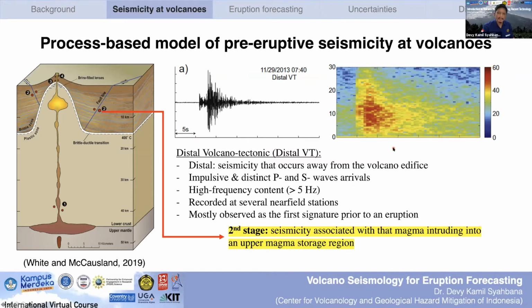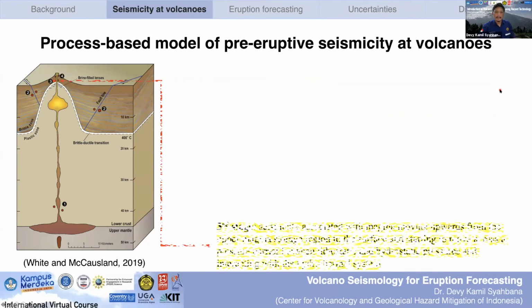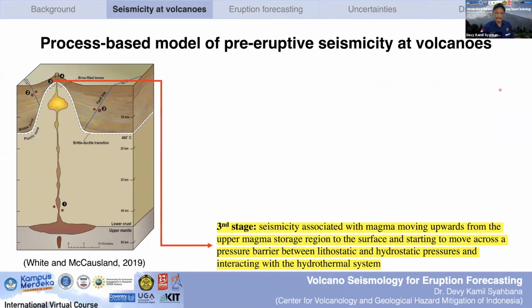So if you have many VTs on dormant volcanoes, then you have to be careful, because this distal VT may inform you that something is happening inside the volcano. Maybe there is magma trying to intrude and to reach the surface. But not only distal VT, we need other signals to clearly see if the volcano is going to erupt or not. Then we need the third stage.